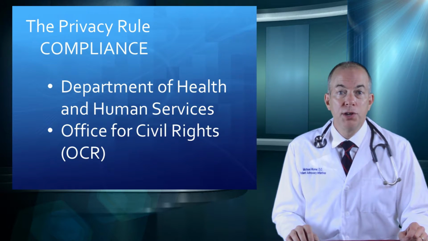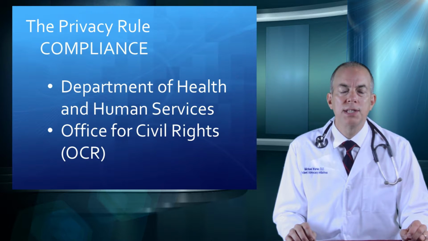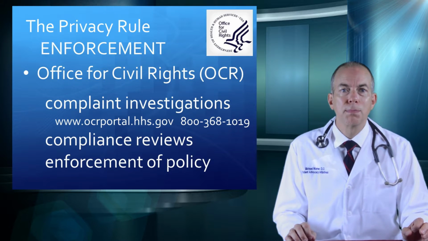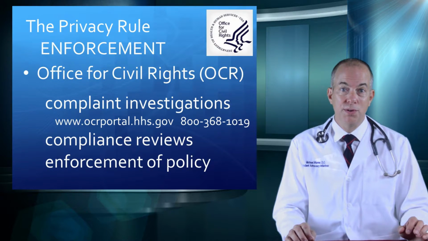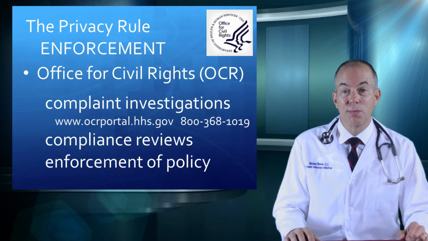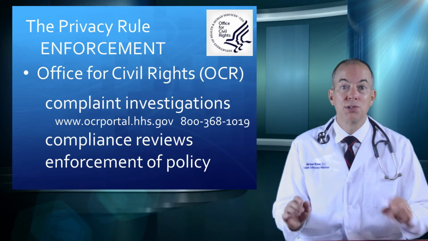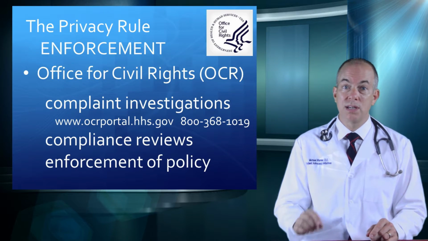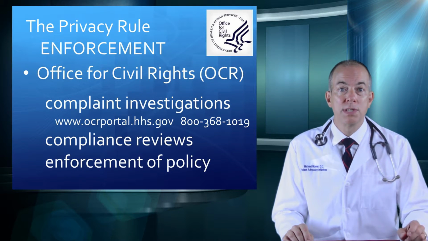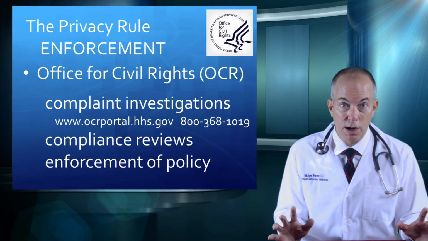The Department of Health and Human Services and the Office for Civil Rights, OCR, oversee compliance with the Privacy Rule. The OCR is responsible for enforcement, which includes complaint investigations and compliance reviews. That office is also empowered to assign civil money penalties and criminal prosecution. A government online complaint portal and a toll-free telephone support both exist to receive complaints and initiate investigations. One of the purposes of this series is to empower you so that you do not need to reach out to the government for help.